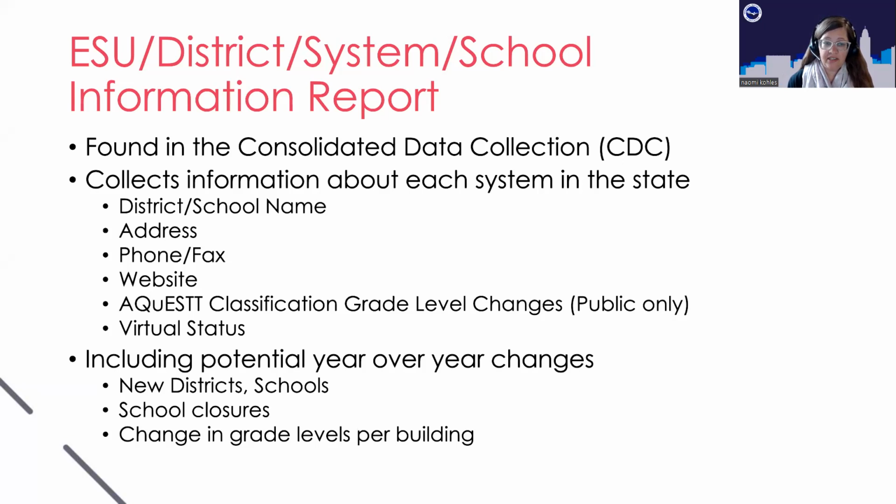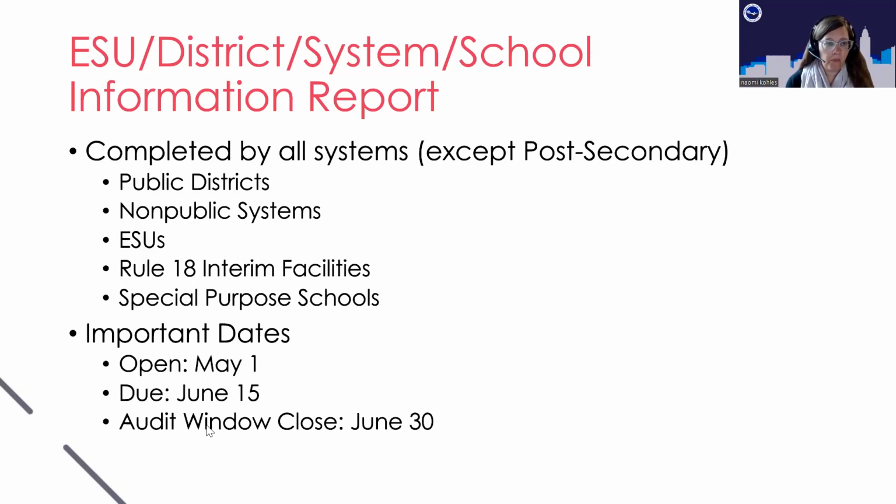So that could mean district school names, addresses, phone and fax, website information, and even AQuest classification grade level changes for public districts. Recently, within the last couple of years, we also started collecting the virtual status of each school in the state. The collection is also used to capture any potential year-over-year changes, things such as adding a new school district, adding any new schools, closing schools, and any changes in grade levels per building. That's a frequent use of this collection as well.